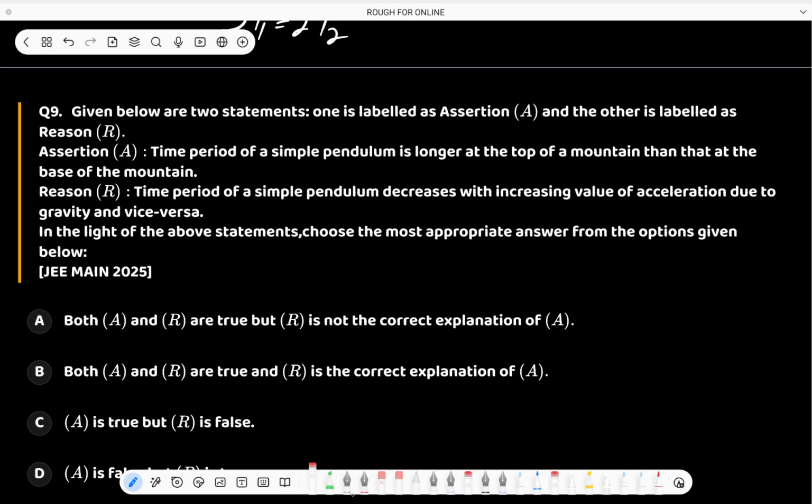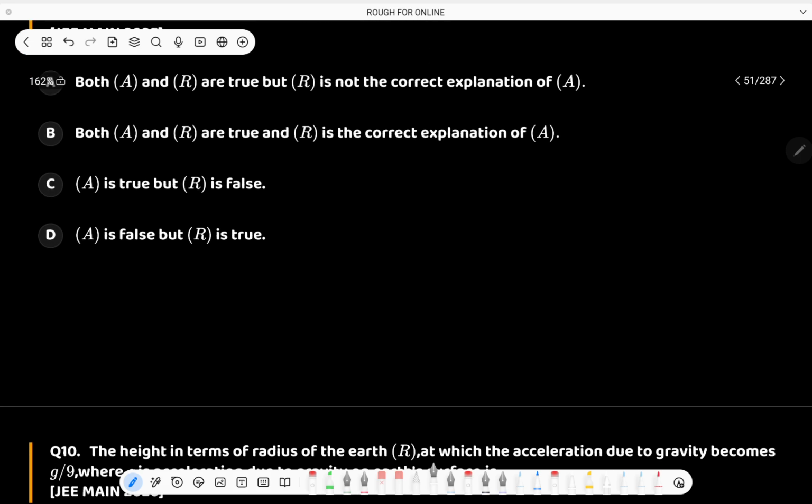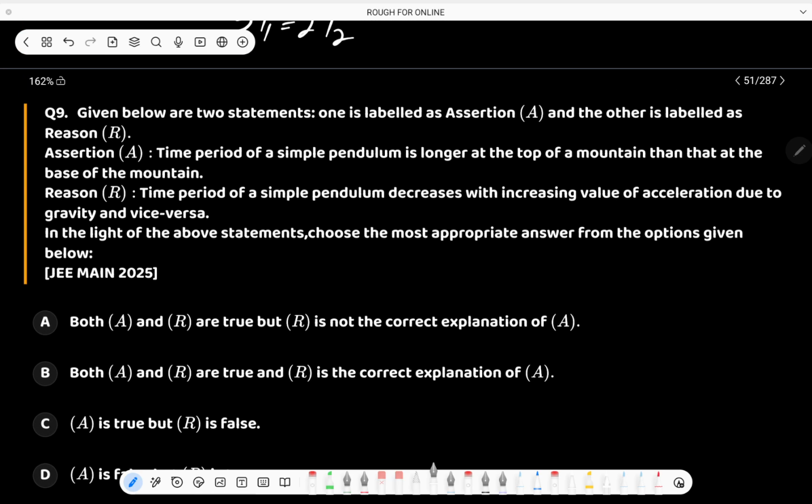Question number 9 is what we call a reason-assertion type question. The assertion given in this question is that the time period of a simple pendulum is longer at the top of the mountain than at the base of the mountain, and the reason given is that the time period of a simple pendulum decreases with increasing value of acceleration due to gravity and vice versa. First and foremost, you should know the time period of the simple pendulum. The first thing is that the time period of a simple pendulum is inversely proportional to acceleration due to gravity. This is important for us. Now, the time period of a simple pendulum is longer at the top of the mountain.